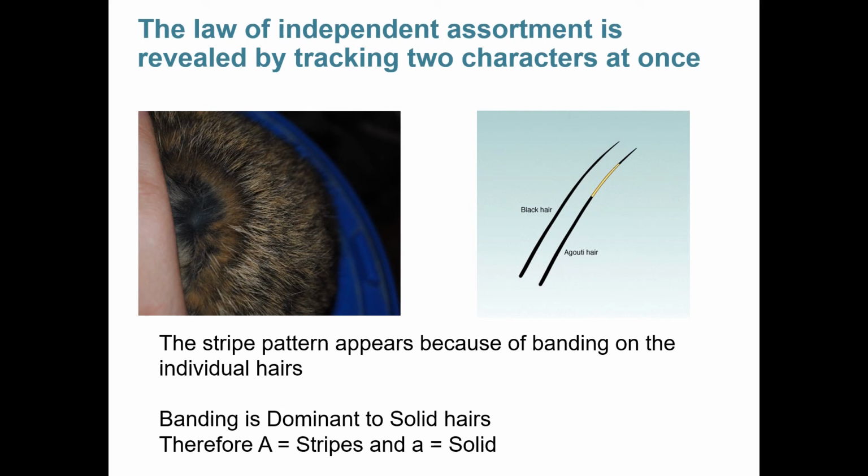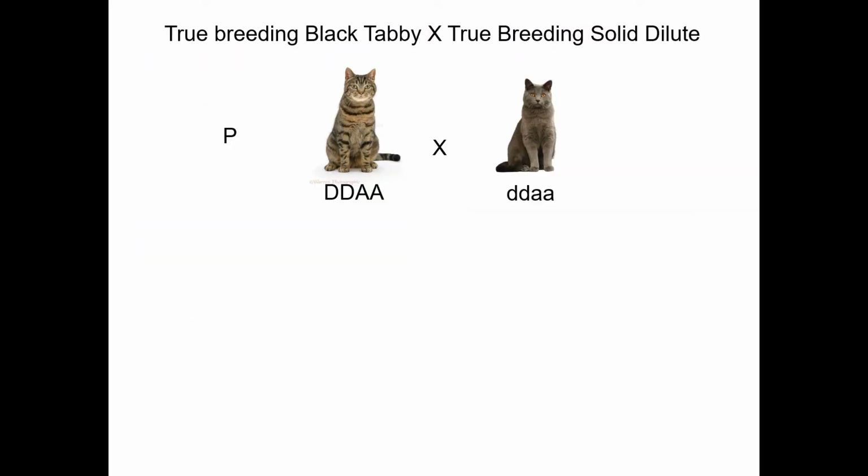Now let's set up the experiment. We're going to start with a cat that is homozygous dominant for both traits. That means this cat would be black and have a pattern. We're going to cross that cat to a cat that is homozygous recessive for both traits. That means that this cat will be solid and gray. This is our parental generation. What is the F1 going to look like?